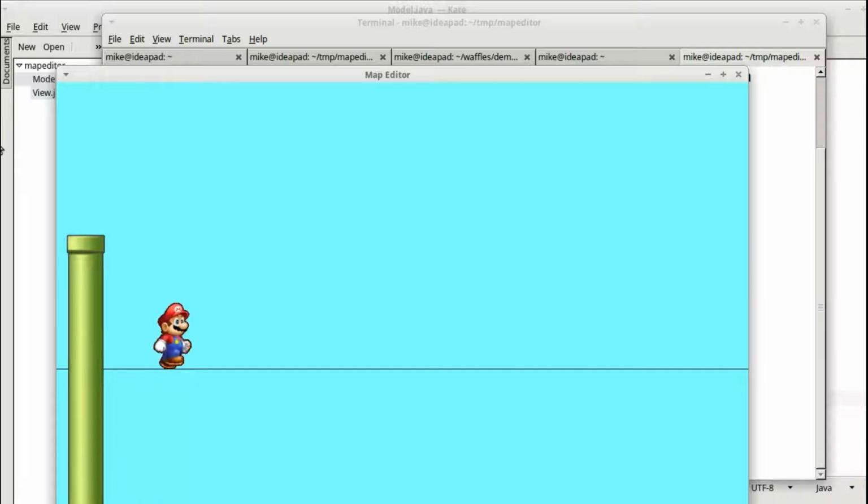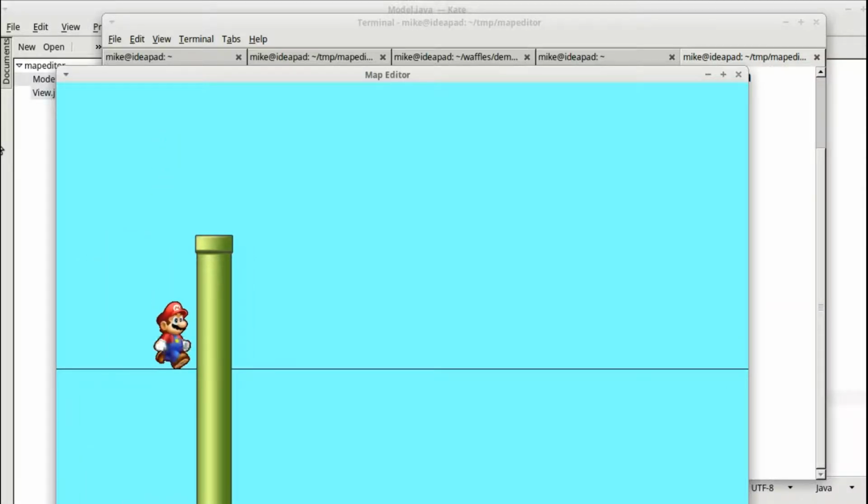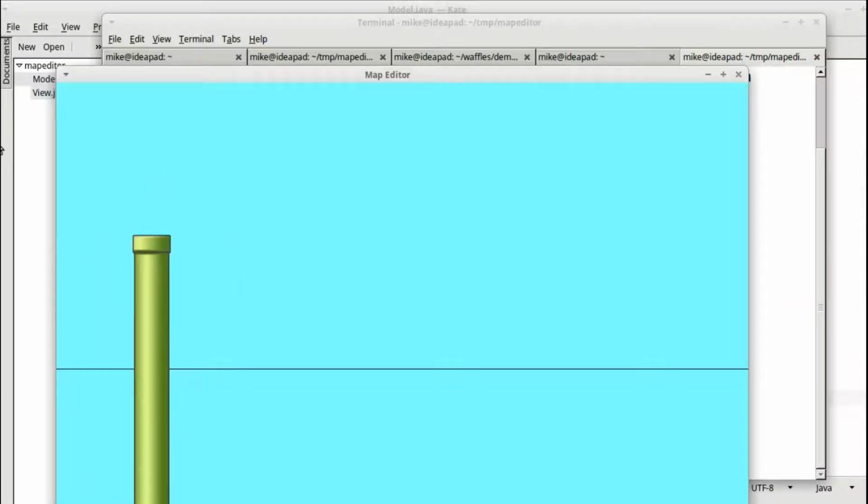Back into the tube. That tube is solid. I can't get into the tube. Dang it. There's another bug to fix. I have no idea where Mario is. I'm going to need print statements to tell me because I can't even see, but we're that close.